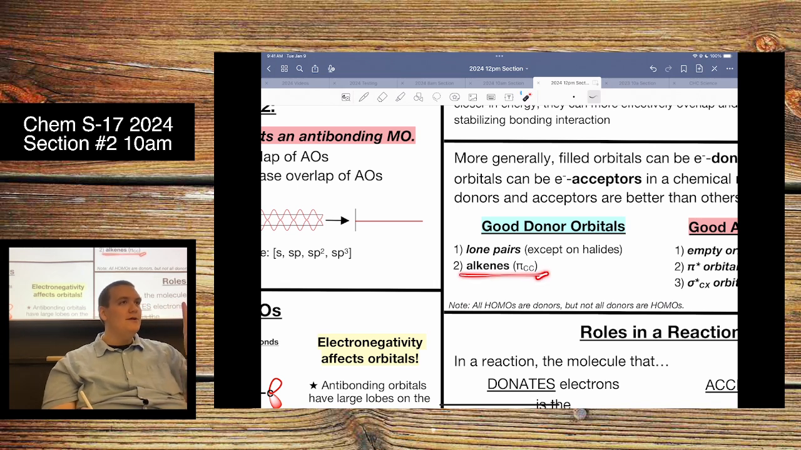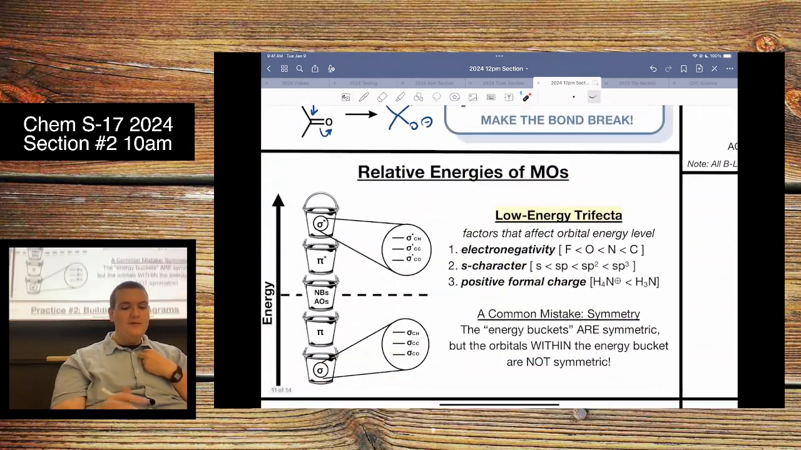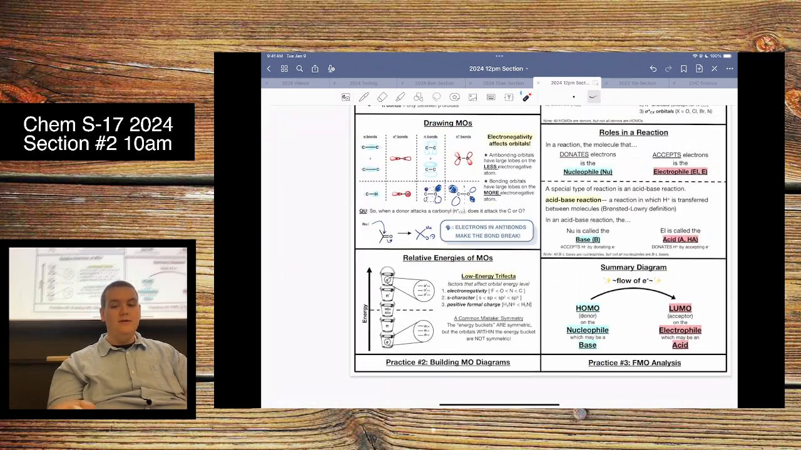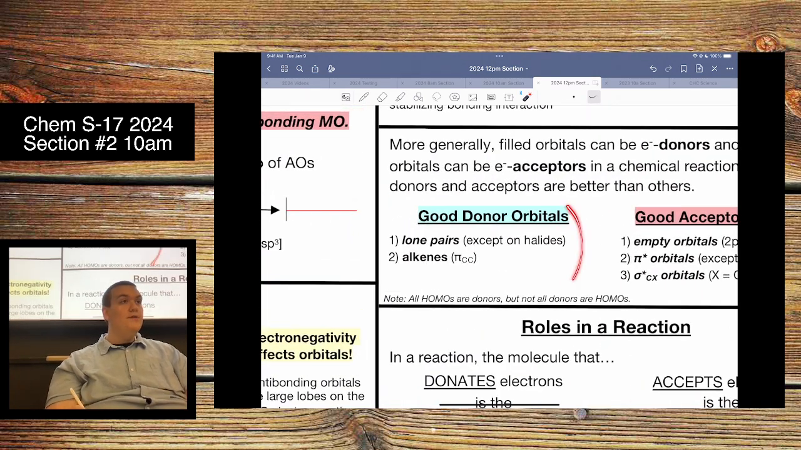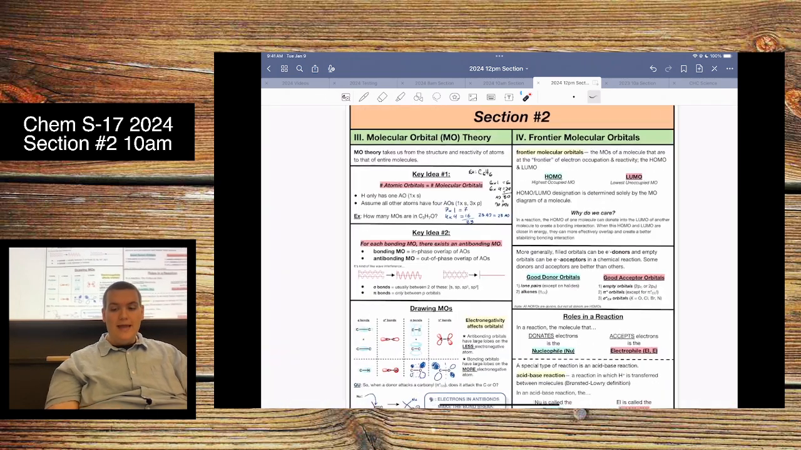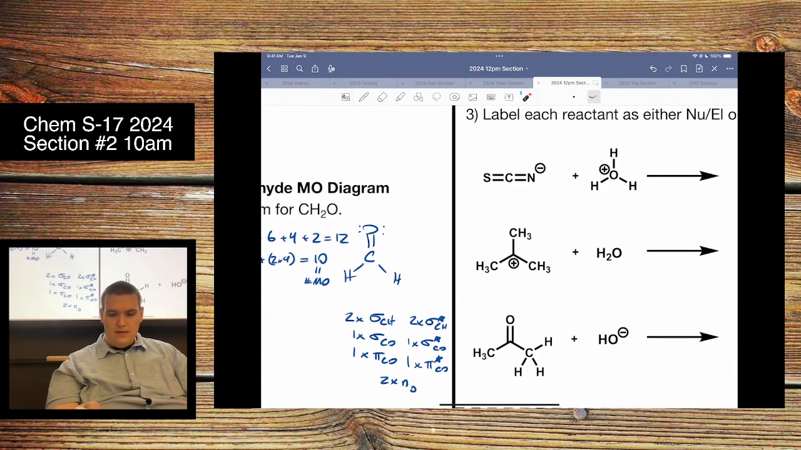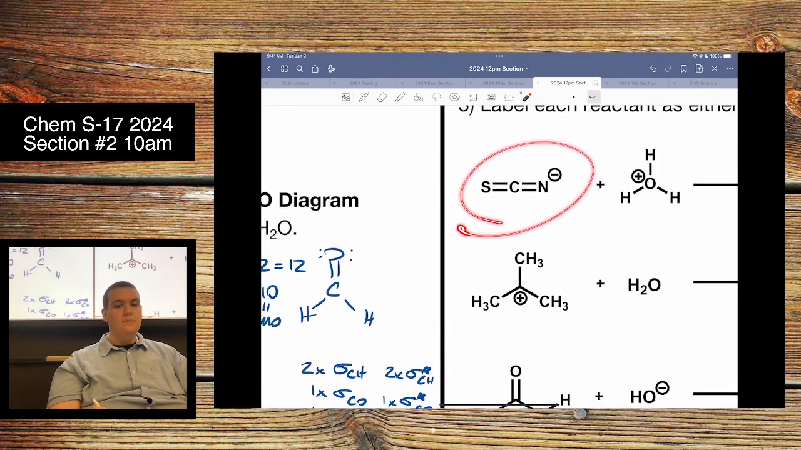The second type of good donor that you should be aware of are alkenes, pi-CC bonds, because let's say you didn't have any lone pairs, the next highest energy bucket that you have is a pi bucket. So a pi-CC would be a good donor. Nine and a half times out of 10, your HOMO will be one of these. So if you were just looking at a molecule, let's say we look at this molecule, what would be a good donor on it?